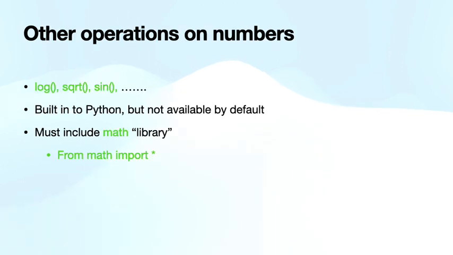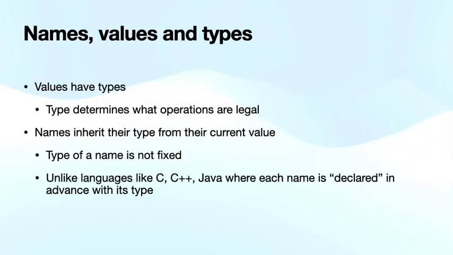Now there are some more advanced functions like log, square root, sine, etc. These are all built-in functions of Python, but they are not available by default. So if we want to use these functions in our program, we must include the math library. There is a way to include this math library. I have given: from math import star, right? This will import all the functions that are defined in the library math.